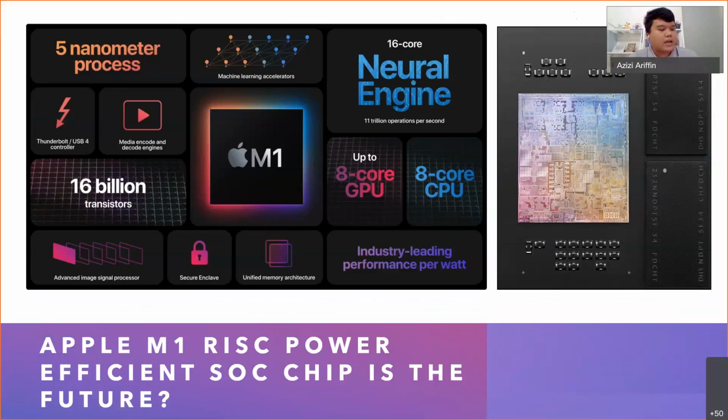So sebenarnya dia menggunakan reduced instruction set. Dia based on ARM punya architecture. So macam mana yang dalam kita punya most of the smartphone nowadays lah. So tapi M1 ni dia guna untuk run dekat MacBook. Okay, dekat MacBook Pro ataupun MacBook Air Apple lah, so untuk laptop actually.